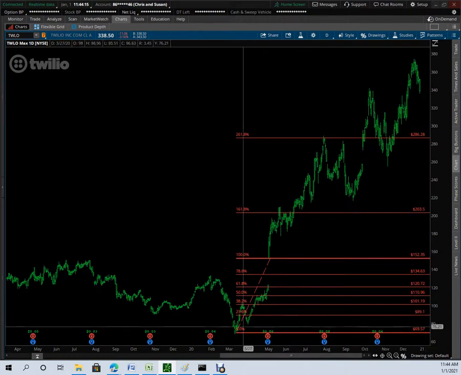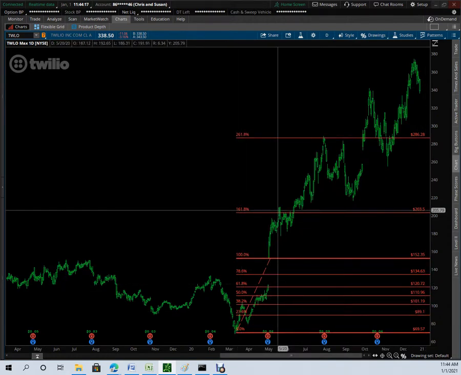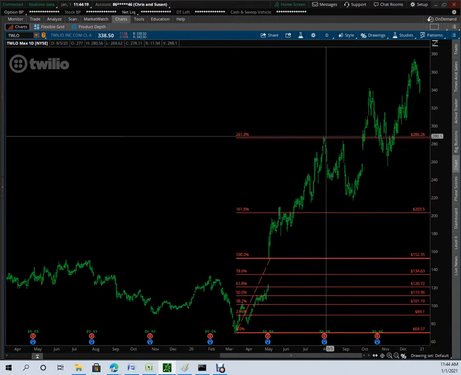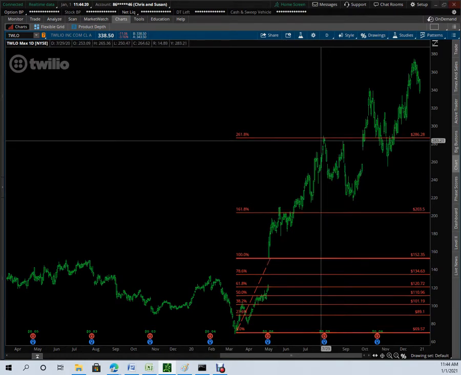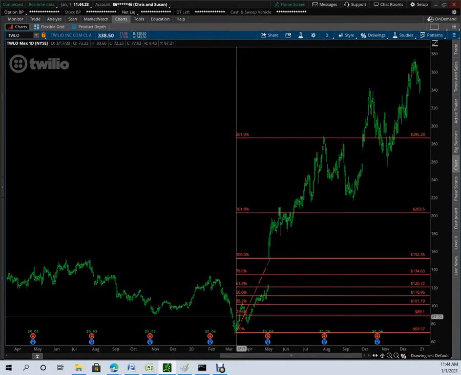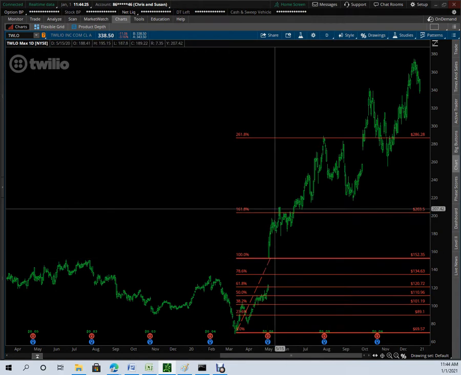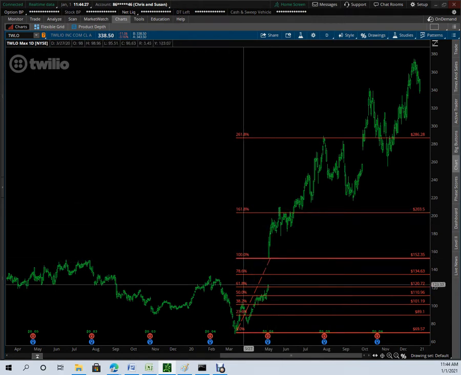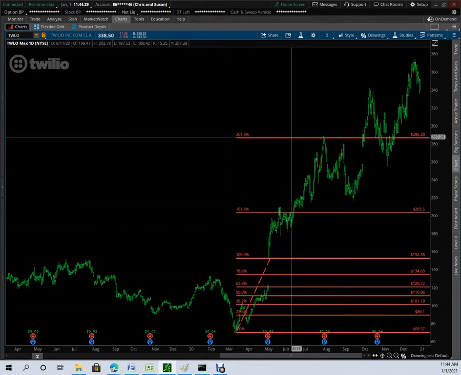You'll notice that you'll get resistance right here at the 161 level and the 261 level. And these are all based on multiples of that initial move, that initial 100% move. So this level here is 161% of this initial distance. This is 261% of this distance.